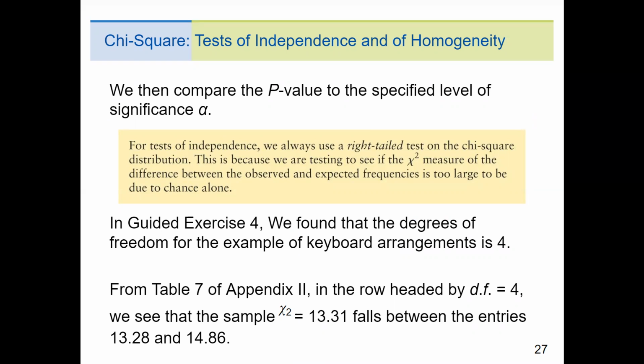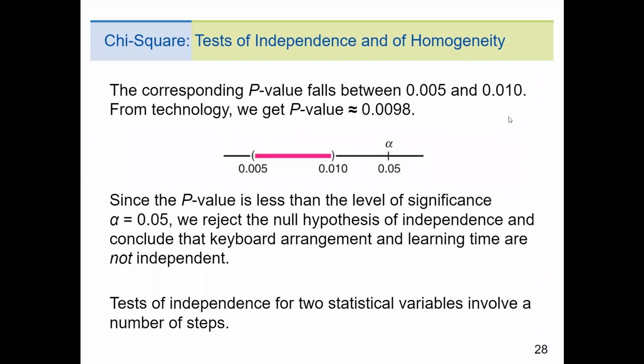In guided exercise 4, we found the degrees of freedom to be 4. So then we see that it falls between 13.28 and 14.86. The corresponding p-value falls between 0.005 and 0.010. From technology, we get a p-value of about 0.0098. Since the p-value is less than the level of significance, we reject the null hypothesis of independence and conclude that keyboard arrangement and learning time are not independent.